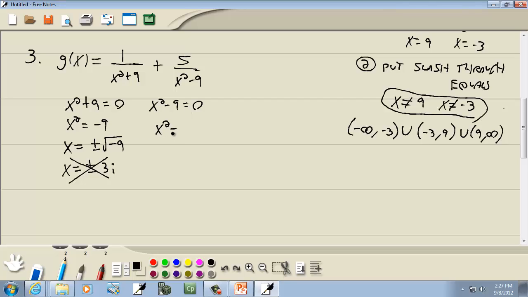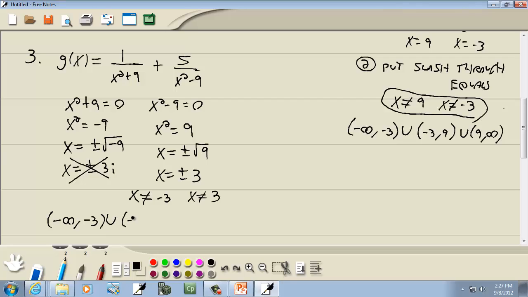Well, let's do the other one. Take the negative 9 to the right side, becomes a positive 9. Square root property, we drop our squared, put a plus or minus square root around the other side. And 3 times 3 gives you a 9, so square root of 9 becomes just 3. So these are the values that cause us problems. x cannot equal negative 3, and x cannot equal positive 3. If you want to write it in interval notation, it'd go from negative infinity to negative 3, union, negative 3 to positive 3, union, 3 to positive infinity.